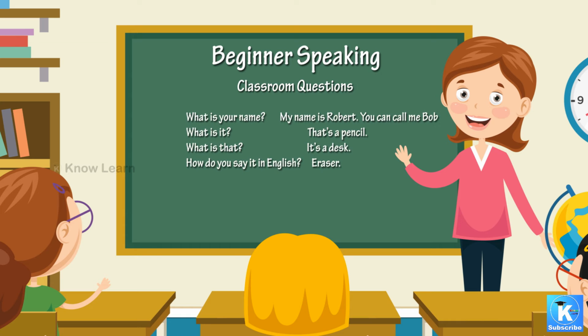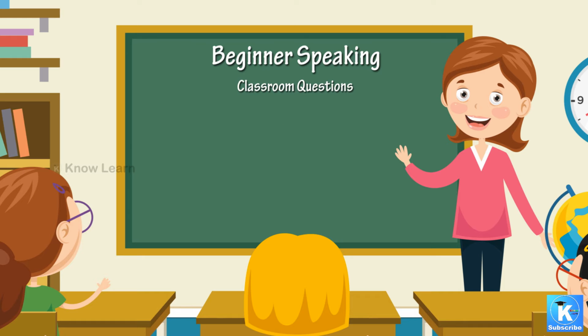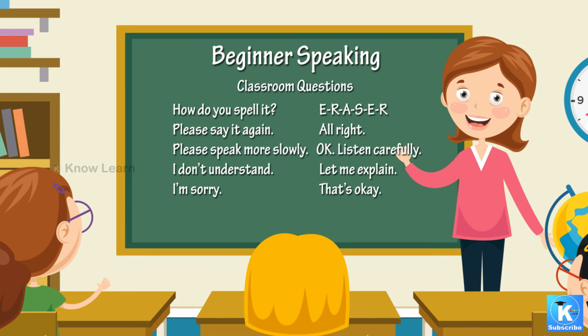What is your name? My name is Robert. You can call me Bob. What is it? That's a pencil. What is that? It's a desk. How do you say it in English? Eraser. How do you spell it? Eraser. Please say it again. All right. Please speak more slowly. Okay. Listen carefully. I don't understand. Let me explain. I'm sorry. That's okay.